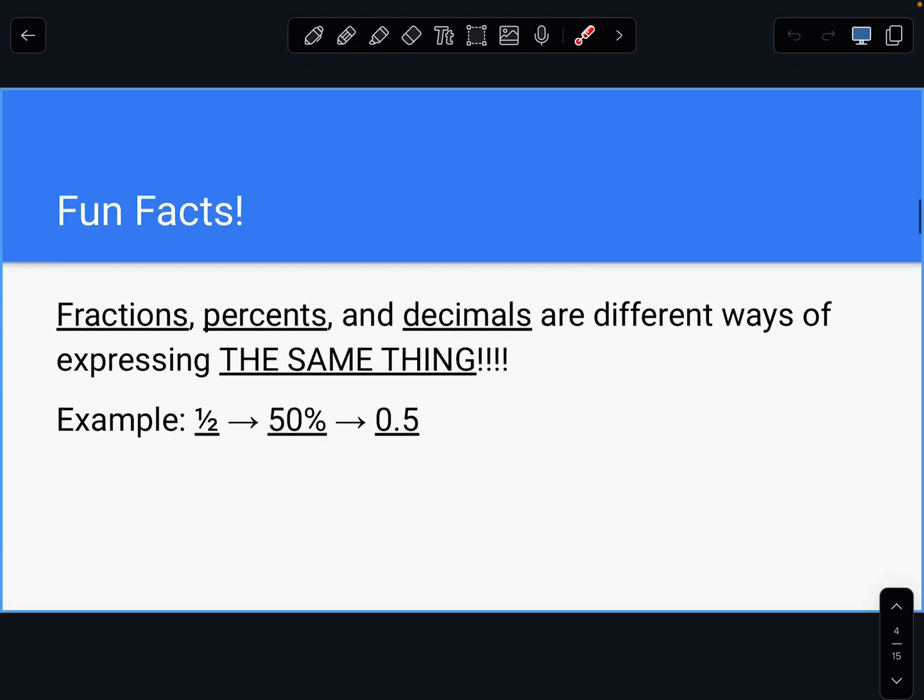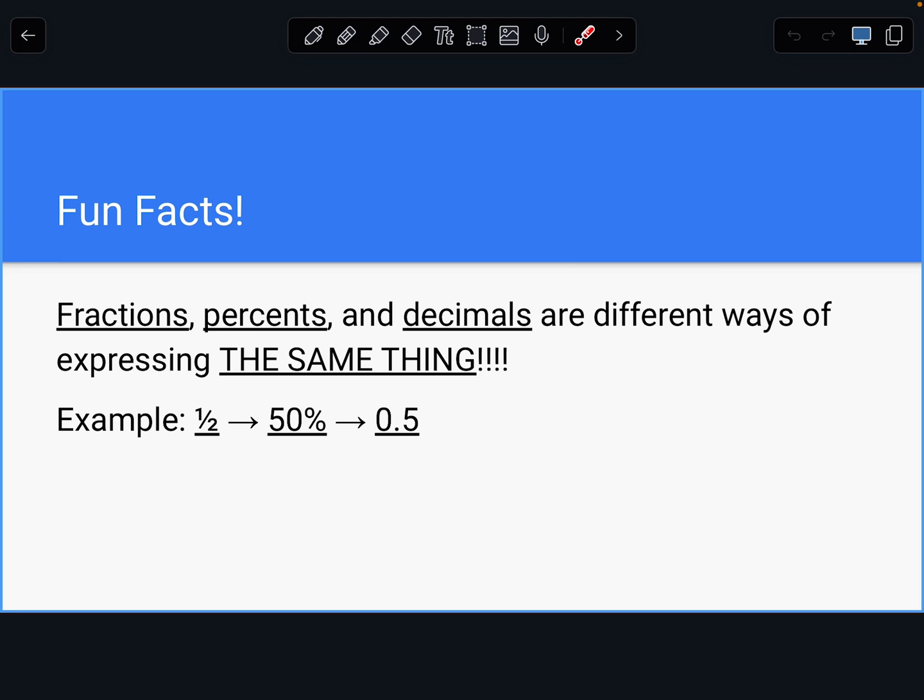Okay, fun facts. Fractions, percents, and decimals. Those are the three things that we're talking about in this lesson. They are different ways of expressing the exact same thing. So a fraction is a percent is a decimal, and so on and so forth. They are all the same, just written in different ways.